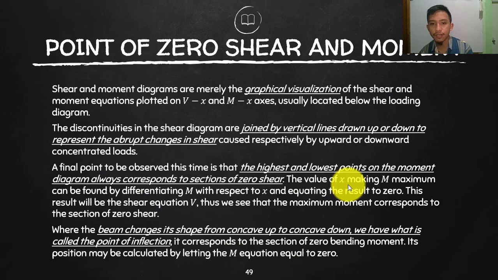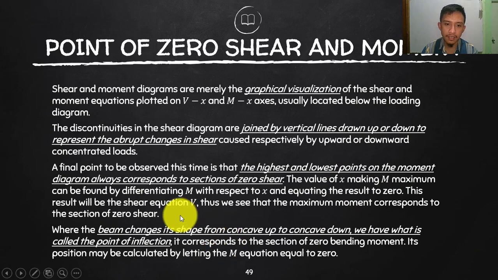Isn't it that shear is the slope of moment? So how are we going to find this zero shear? Of course, zero shear, you can see that on the figure itself, but later on we need to calculate the distances. The question is how we are going to find this. The value of x making m maximum can be found by differentiating m with respect to x and then equating the result to 0.